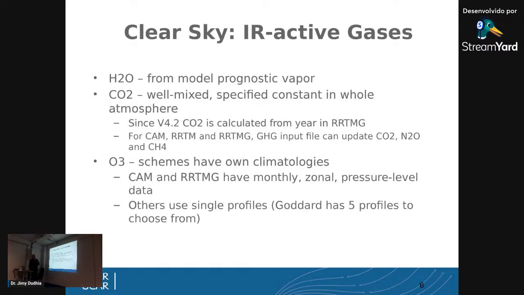So in clear sky, even when there's no clouds, there are some infrared active gases. Water vapor, obviously, which the model predicts. CO2 is a well-mixed gas that we specify as a constant over the whole atmosphere, but it can vary with year because of global effects of emissions. And nowadays we have a table where we look up the CO2 value based on the year. The table also has inputs for methane and N2O, which are other important gases treated constant in the model. Ozone is also important, it has its own climatology, it has a variability as well. So it is monthly variability, zonal, and pressure level variability of ozone. Less important for infrared, but more important for solar radiation.